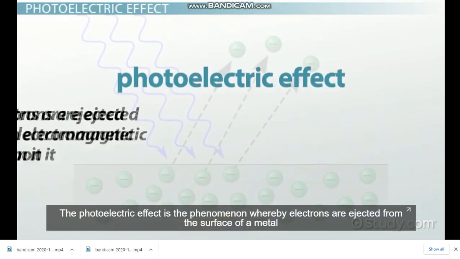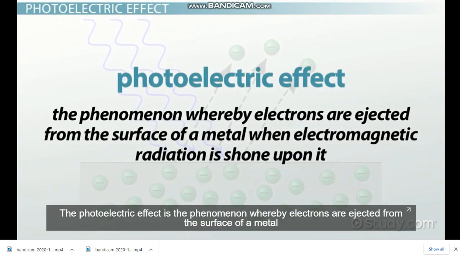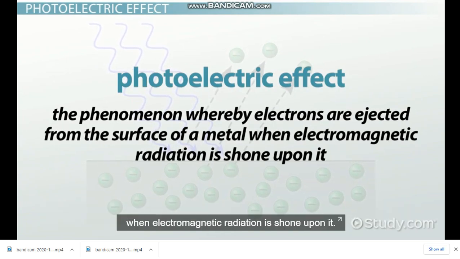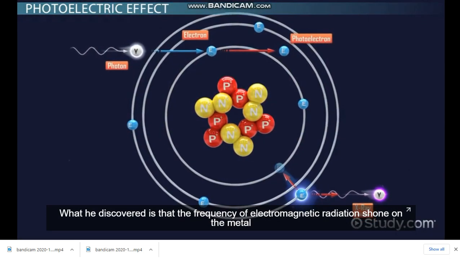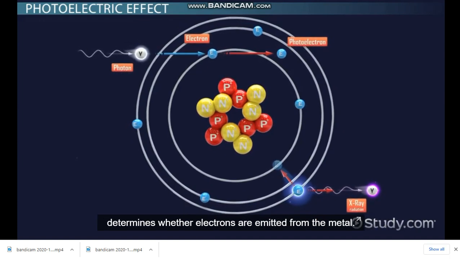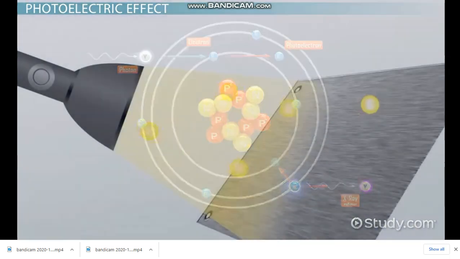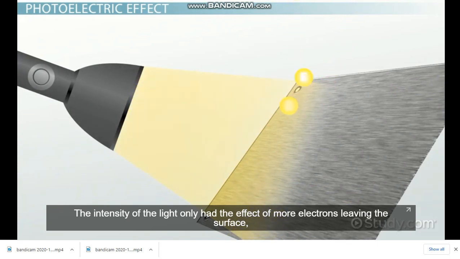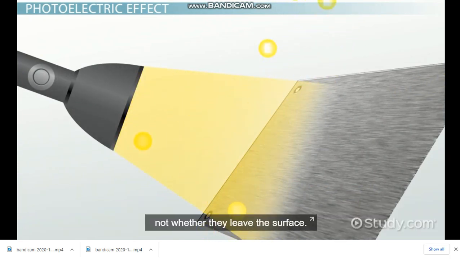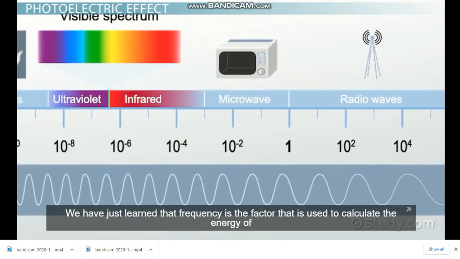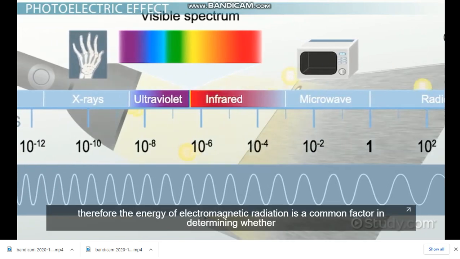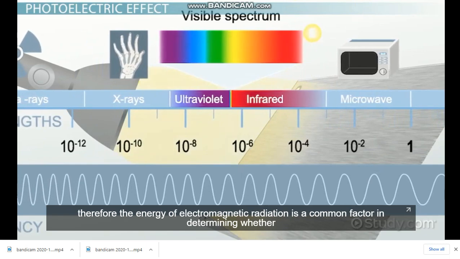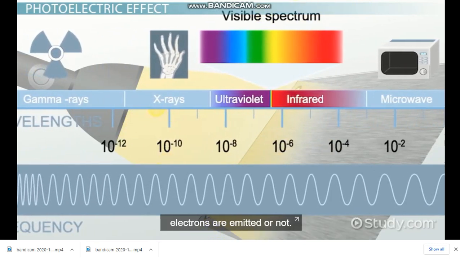The photoelectric effect is the phenomenon whereby electrons are ejected from the surface of a metal when electromagnetic radiation is shown upon it. Albert Einstein won the Nobel Prize for this in 1921. What he discovered is that the frequency of electromagnetic radiation shown on the metal determines whether electrons are emitted from the metal. The intensity of the light only had the effect of more electrons leaving the surface, not whether they leave the surface. We have just learned that frequency is the factor that is used to calculate the energy of electromagnetic radiation. Therefore, the energy of electromagnetic radiation is a common factor in determining whether electrons are emitted or not.